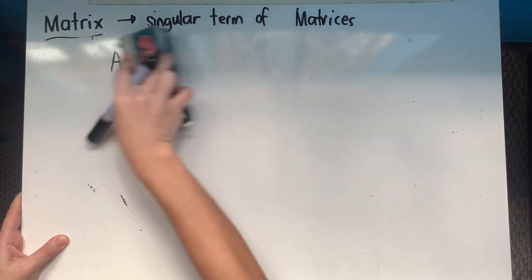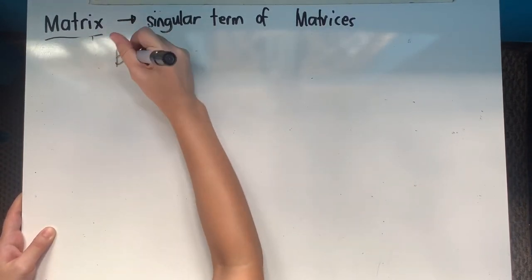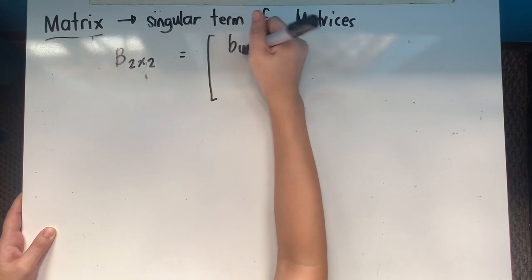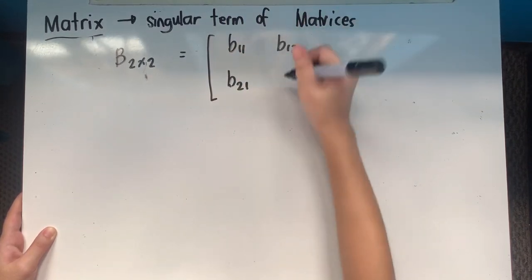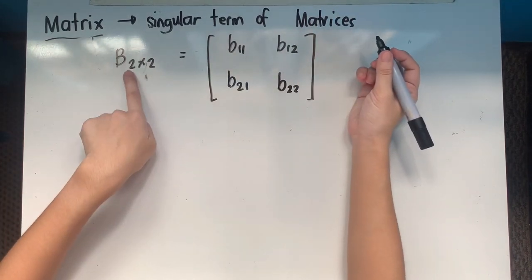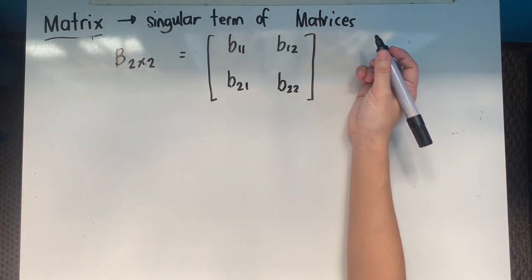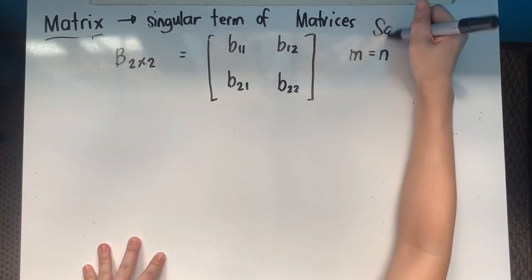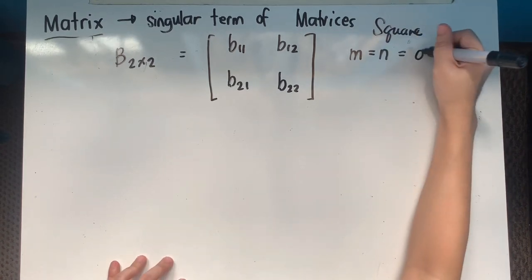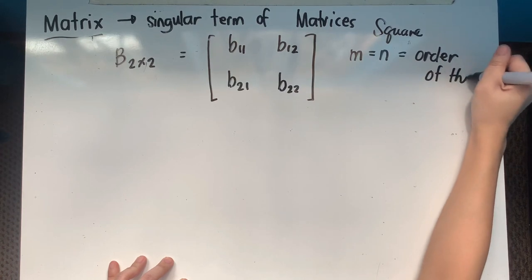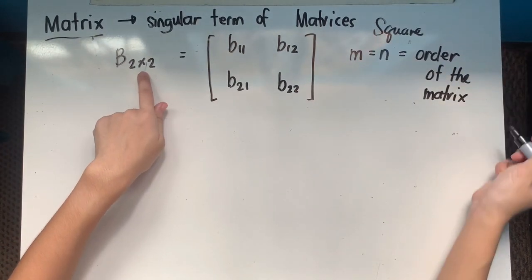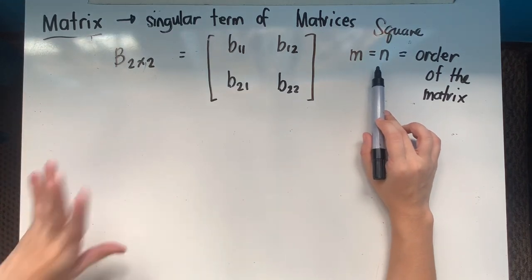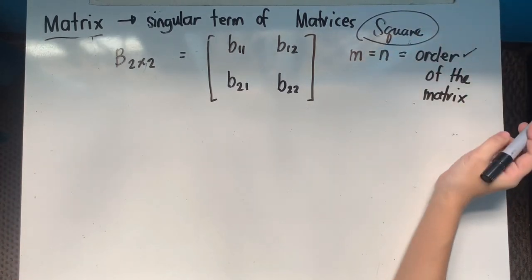Let's say, for example, we have matrix B, 2 by 2. That would be B11, B21, B12, and B22. The number of rows will be equivalent to the number of columns. Remember, the number of rows or columns, which are equal on square matrices, will identify for us the order of our matrix. So if this is a 2 by 2 matrix, this is a matrix of the second order. If it is a 3 by 3 matrix, it's a matrix of the third order. Which only means, only square matrices will have orders.